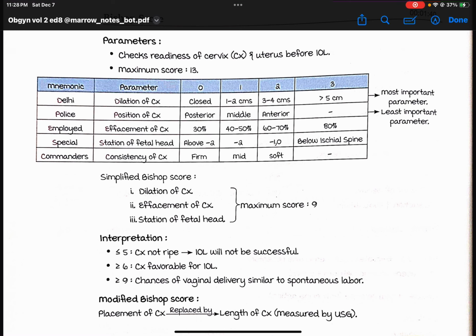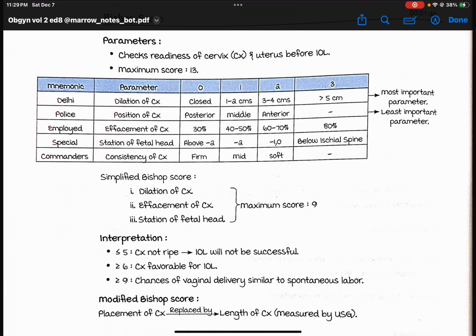Dilatation again has 0, 1, 2, 3 scores. At 0, it's closed; up to 2 centimeters is 1; 4 is 2; and more than or equal to 5 is 3. Position: posterior is 0, middle is 1, anterior is 2. Effacement: 30% is 0, up to 50% is 1, up to 70% is 2, and 80% is 3.